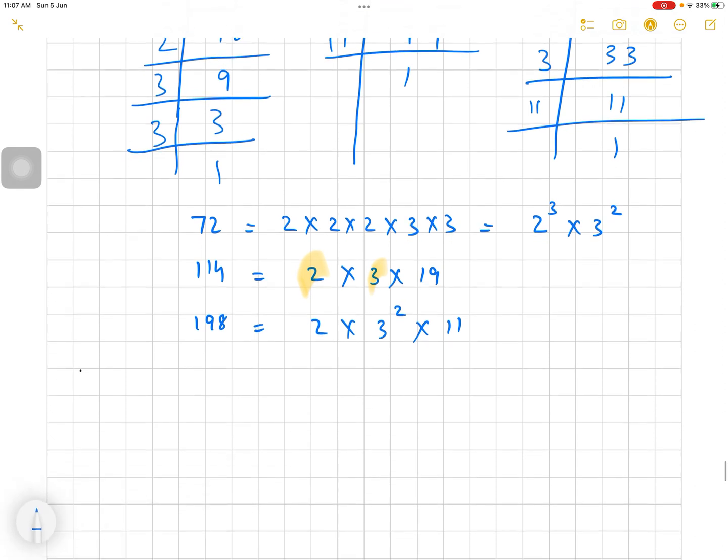So my HCF of 72, 114 and 198 is 2 raised to 1 and 3 raised to 1, which is 6.